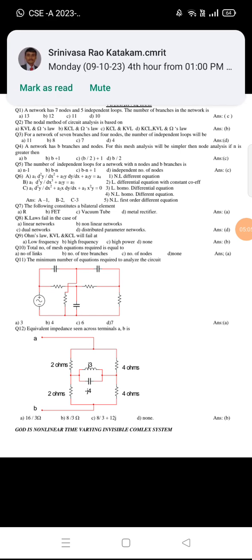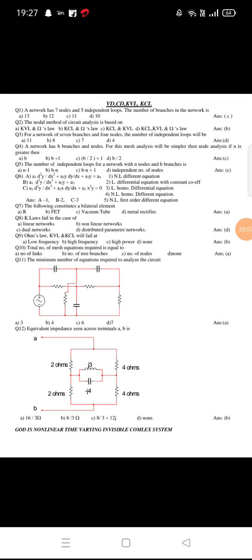Okay, next, the minimum number of equations required to analyze the circuit. See here in this circuit, first identify the number of nodes and number of branches. Okay, a voltage source is not a branch, that is replaced by a short circuit. That means number of branches.